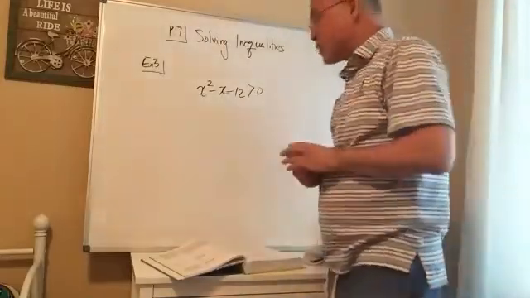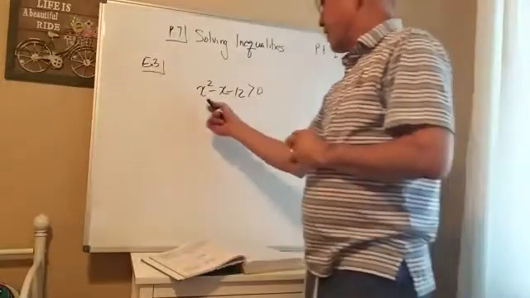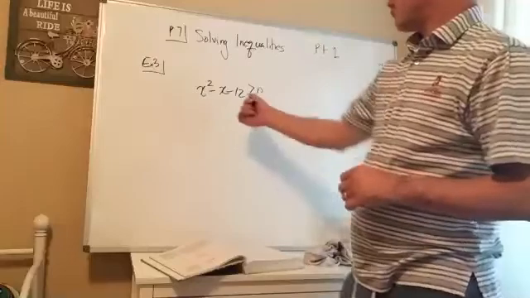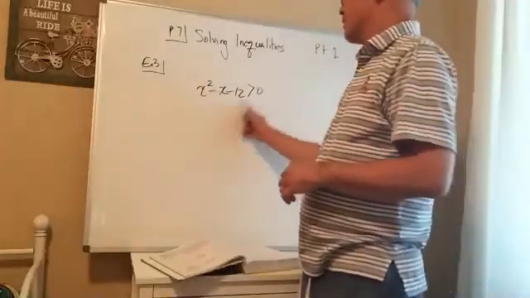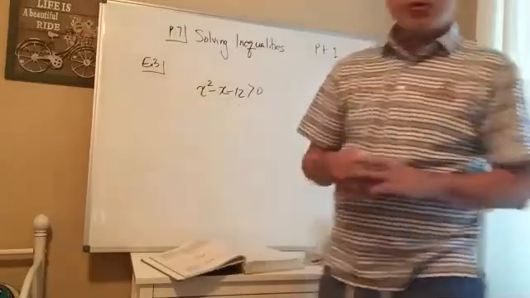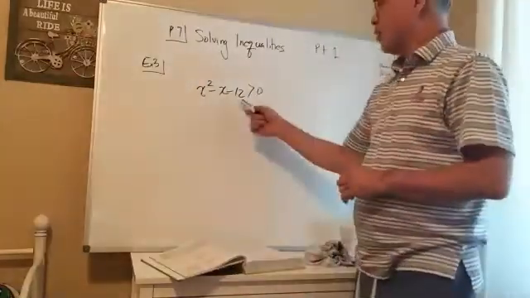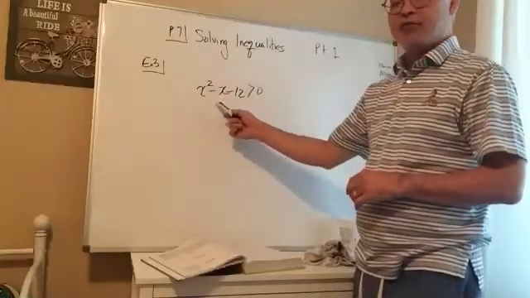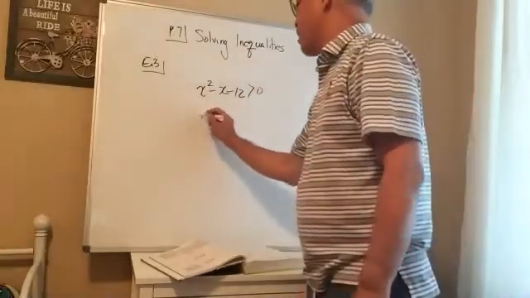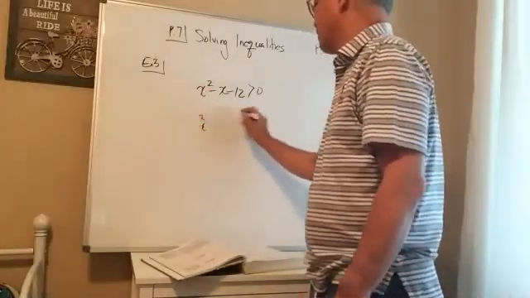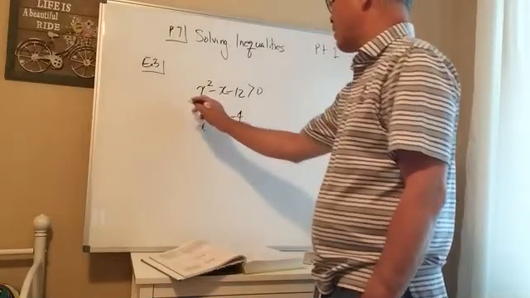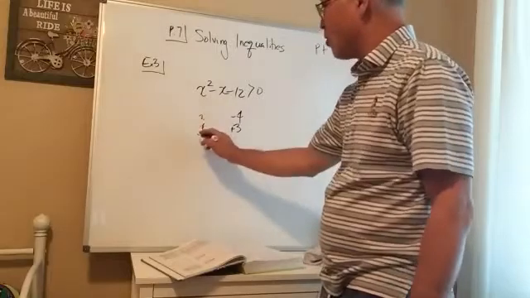All right, so example number 3. X squared minus x minus 12 is greater than 0. If I need to factor this, is it factorable? Are there two numbers that multiply to negative 12 and add to negative 1? Yes. They would be x minus 4 and x plus 3, right? Plus 3 and negative 4 add to negative 1.